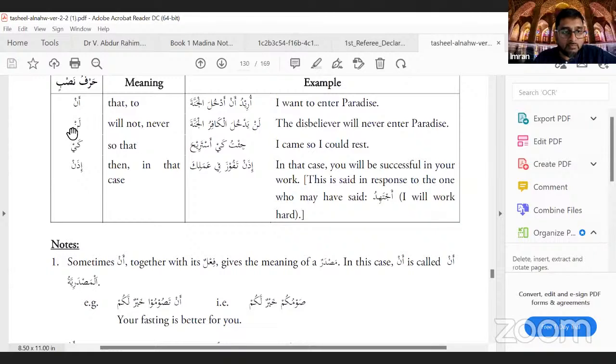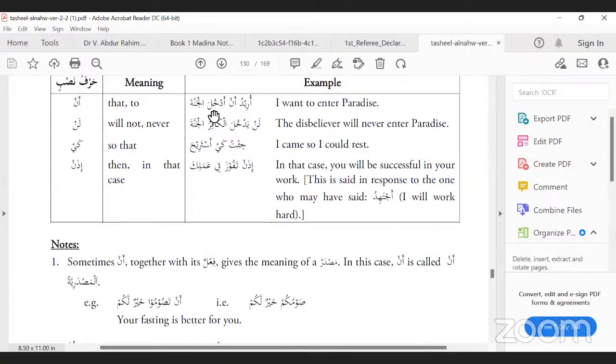Yes, I think I did this in book 3. I can't remember which lesson, I spoke about the present tense. It has 3 states: the last letter comes with a dhamma, or with a fatha, or a sukoon. Now these 4 particles, an, lan, kay, idhan, always come in front of the present tense, and they make the last letter of the singular verb have a fatha. Is that clear? Yes, thank you, Sheikh.